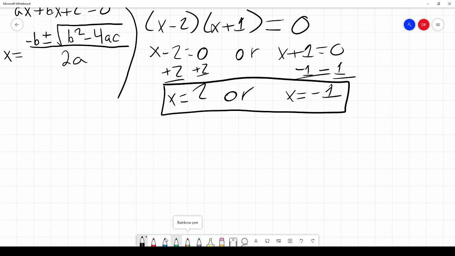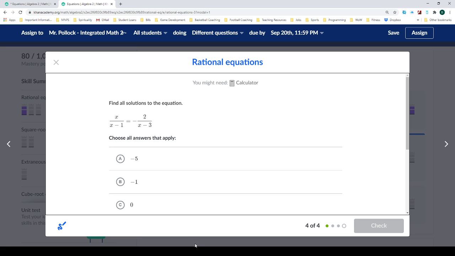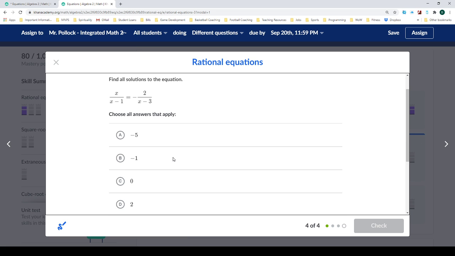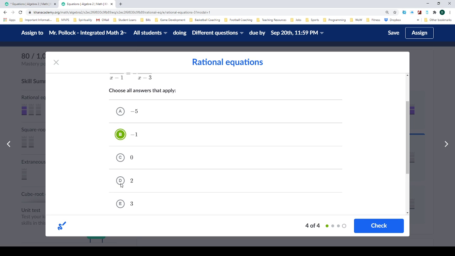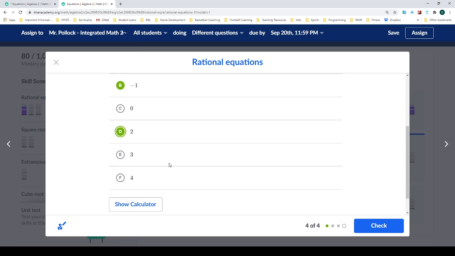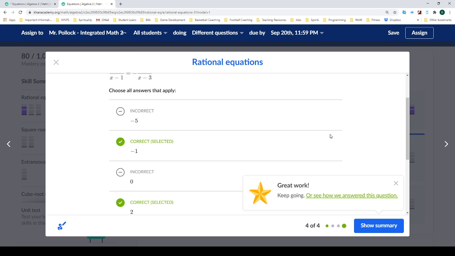So let's go back and make sure I did it correctly. Always get a little nervous here, because if I did this wrong, I'm going to have to go ahead and do a new video. Okay, so choose all that apply. We said our answers are positive 2 and -1. So there's -1, there's positive 2, and then let's check, and we got it correct.